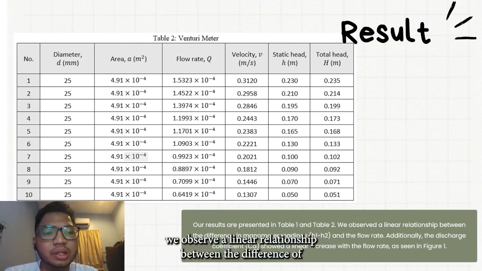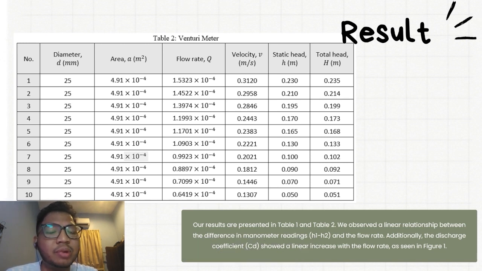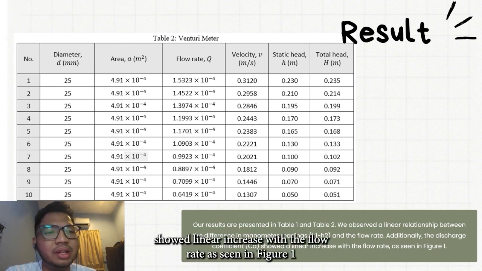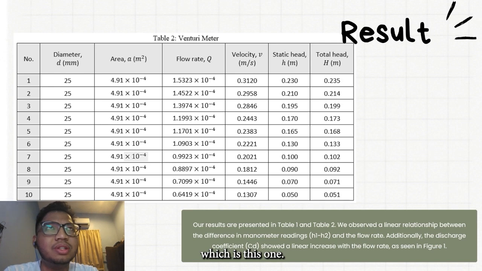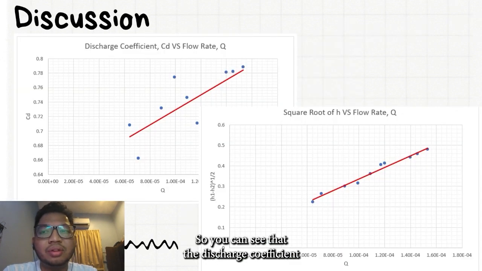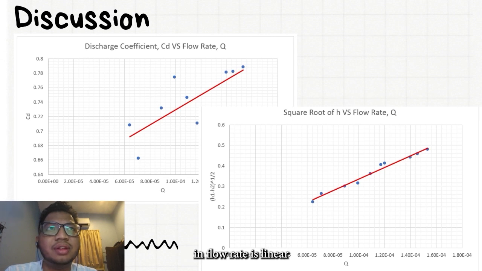We observe a linear relationship between the difference of manometer readings, which is H1 minus H2, and the flow rate. Additionally, the discharge coefficient showed a linear increase with the flow rate as seen in figure 1, which is this one. So you can see that the discharge coefficient and flow rate is linear, and also the square root of H and flow rate is also linear.